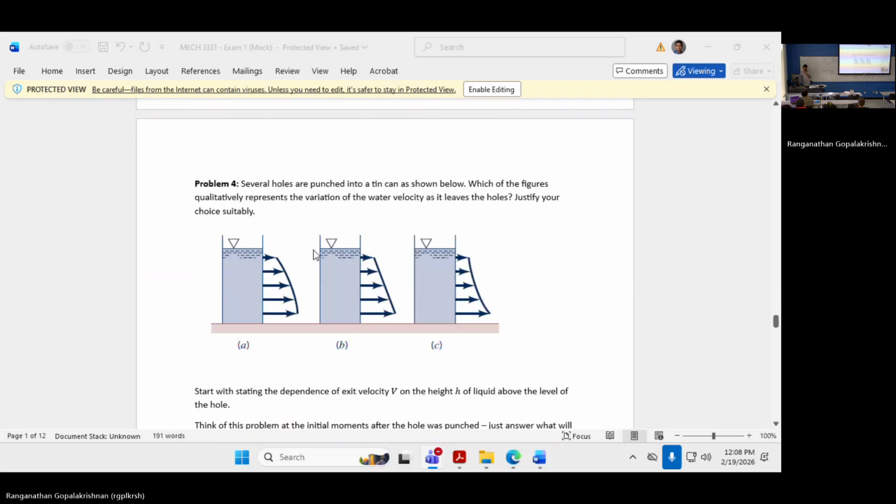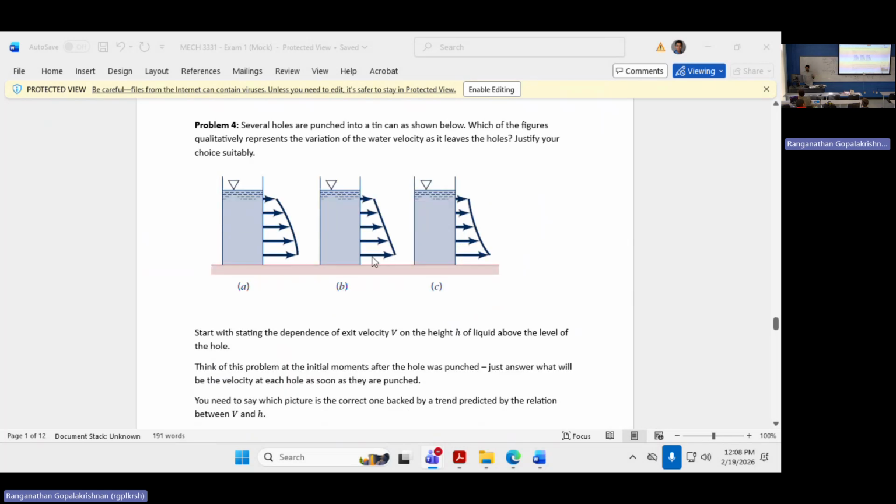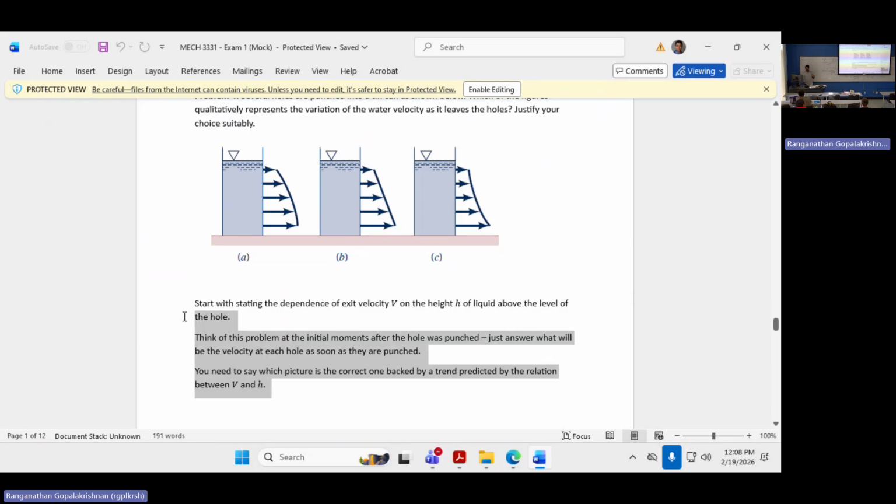Problem 4. Again, we started doing a problem with a hole at the bottom and asking what's the flow rate through the hole because of the water above that level. So this is just trying to qualitatively think about the dependence of the exit velocity on the depth of the hole. You can go home and try this, but what you will find is the velocity scales with the square root of h. So from these 3 graphs, you have to pick out which graph qualitatively represents the square root of h.